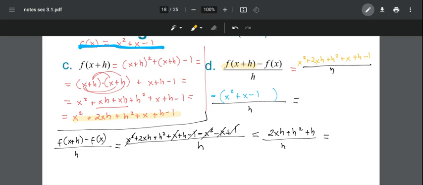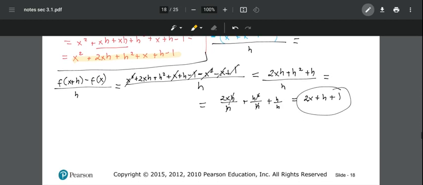And now I'm going to divide each term from the numerator by h. So that will be 2xh divided by h plus h squared divided by h plus h divided by h. And we're getting 2x plus h plus 1. And this is the answer. Okay.